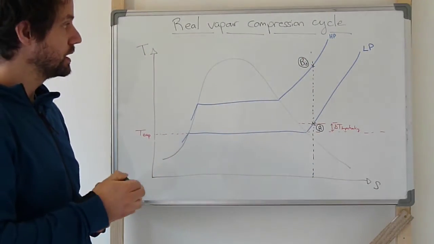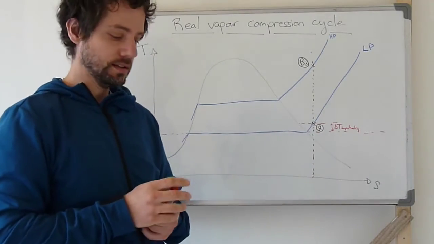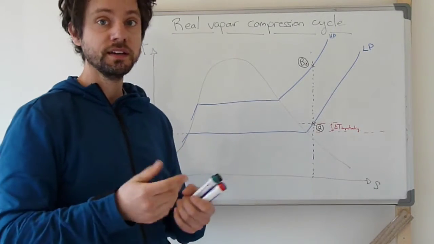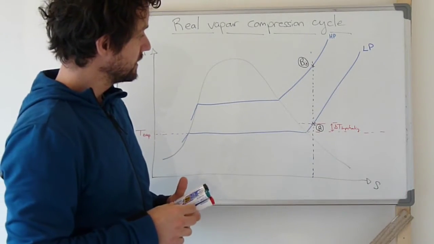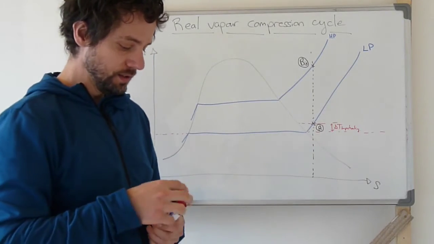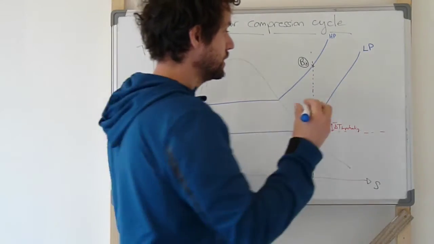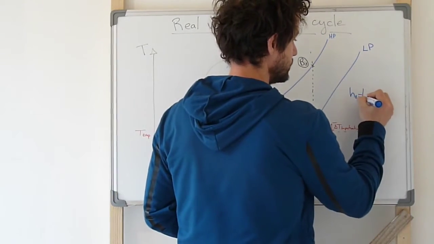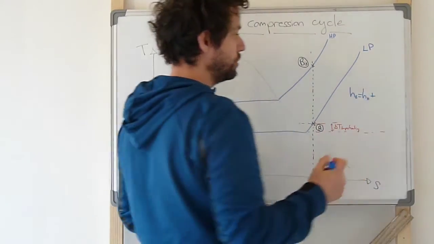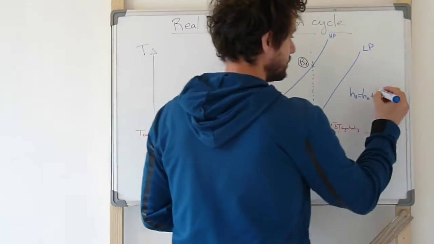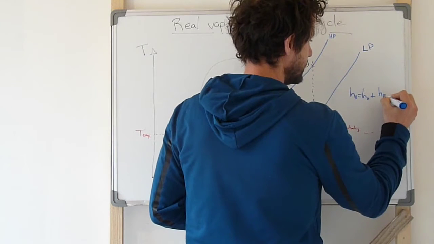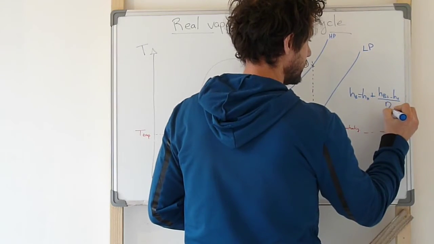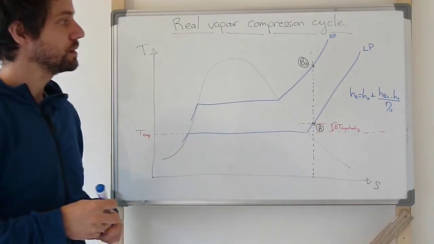Then once we are there, we can calculate the specific enthalpy of point B real using the isentropic efficiency. It was written before that the specific enthalpy of point B is equal to the specific enthalpy of point A plus the difference of specific enthalpy between A and B_is, divided by the isentropic efficiency of the compressor.